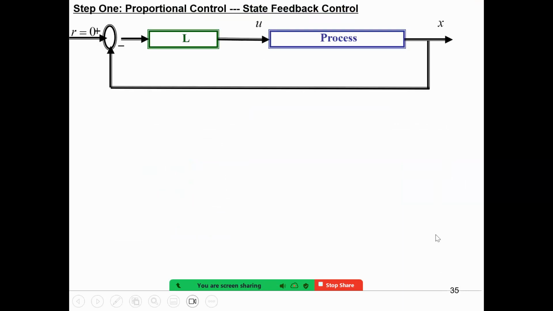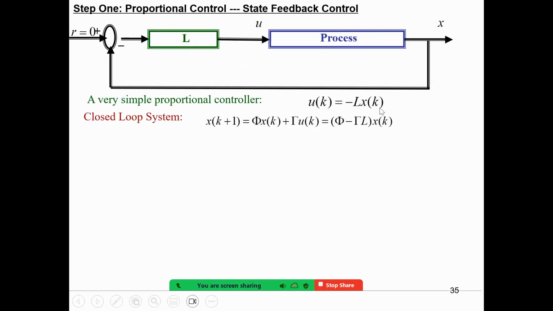For the proportional control, essentially it's a very simple idea. I want to stabilize it. Remember, the feedback controller and feedforward controller are designed separately. For the feedback, the purpose is stabilization. Therefore, the reference signal is zero. Then it's just a proportional L, and the reason it is minus is because the error signal is zero minus x, so you get a minus sign. Then we analyze how the stability changes after the feedback. So we plug this in, and the matrix has changed from Φ to Φ minus ΓL.